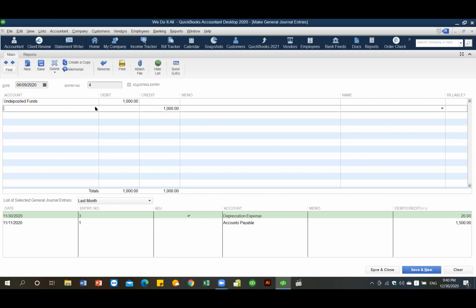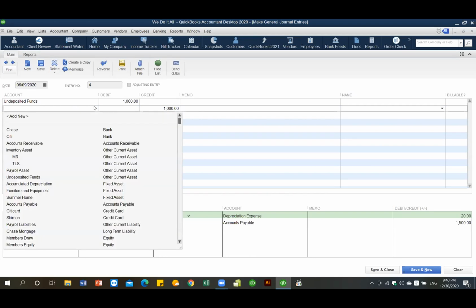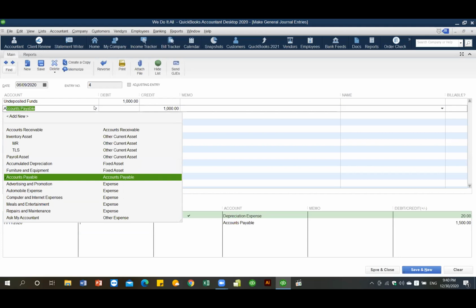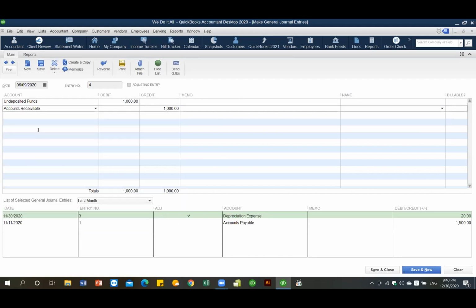Okay, you put over there accounts receivable. And you're going to put 300. You're going to change 1,000 to 300. Okay, click underneath. You don't have to type anything more. You just type 300. QuickBooks is smarter than that.